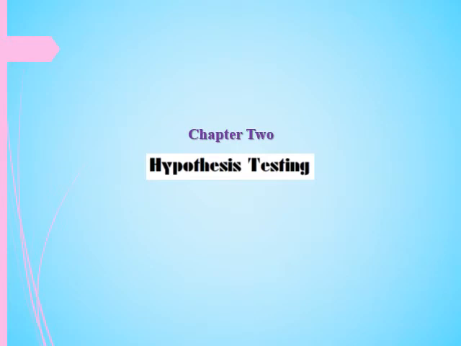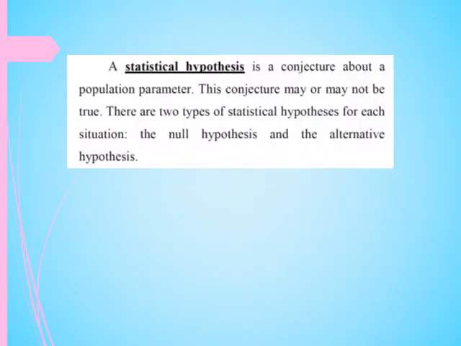Now we will begin chapter 2, which is hypothesis testing. First of all, we will define what the statistical hypothesis is. A statistical hypothesis is a conjecture about a population parameter. This conjecture, or guess, may or may not be true. So there are two types of statistical hypotheses for each situation: the null hypothesis and the alternative hypothesis.